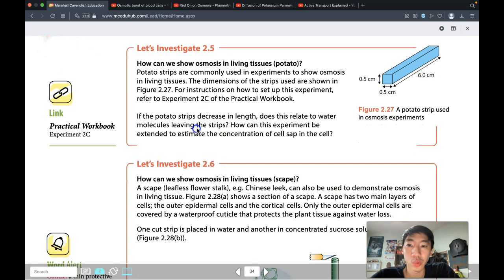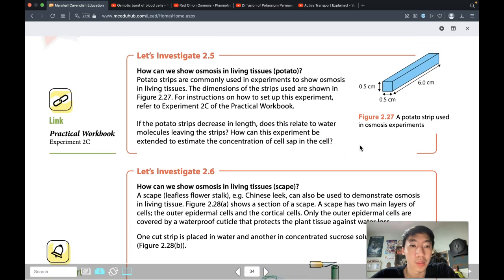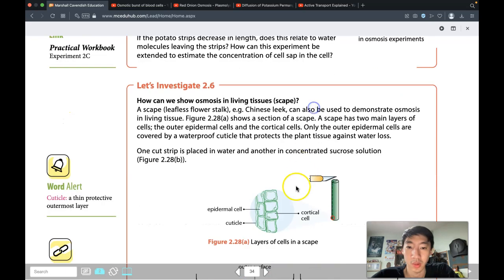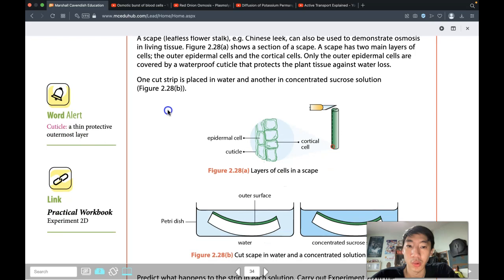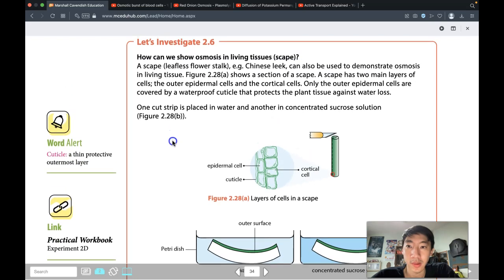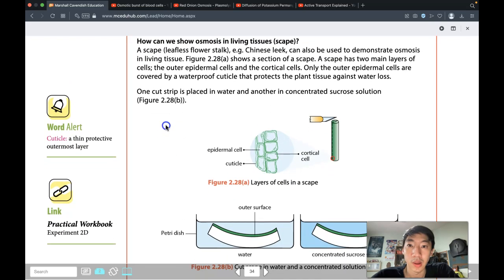We will do a potato strip osmosis experiment in the lab. So I will assign you an SLS to watch on how to cut potatoes. Okay, just quickly talk about this osmosis in a scape. What is a scape? It's basically a flower stalk, for example, a Chinese leek.